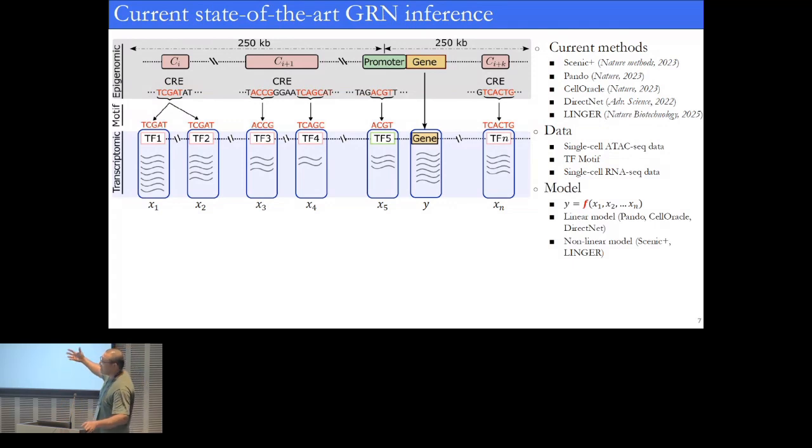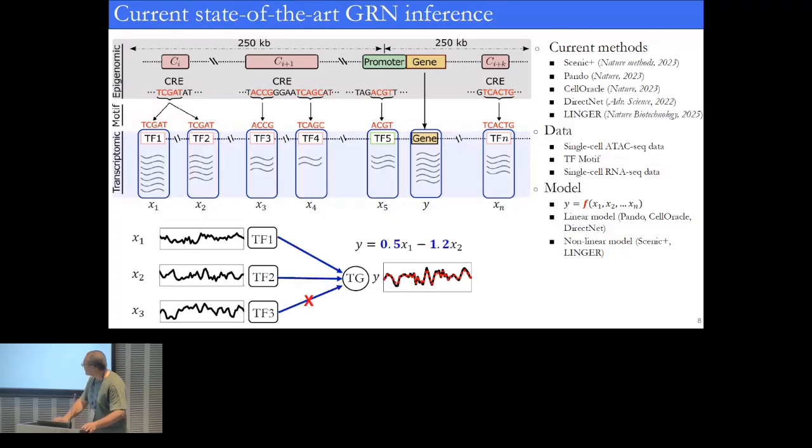Some of the functions are linear models, some are nonlinear models. To give a very simple example, here we have 3 transcription factors. We know their gene expression, and we know the target gene expression, so we can build a linear model. Based on the linear model, we see that X3 has nothing to do with the model. So we can infer that X3, the corresponding transcription factor TF3, is not regulating this target gene.